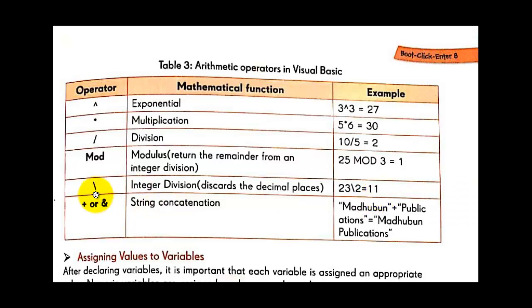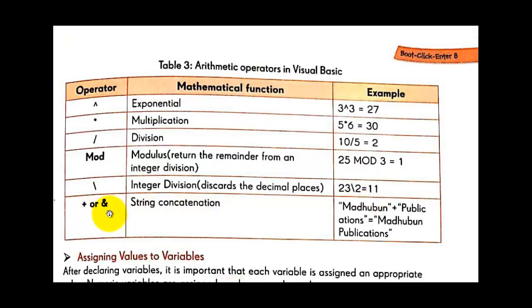For this we use this backslash. This is also division, but we'll neglect the decimal places. If you divide these, then we can get 11.5. Now 0.5 is the decimal place, right? So we will neglect the decimal places and take only the whole number here, that is 11.